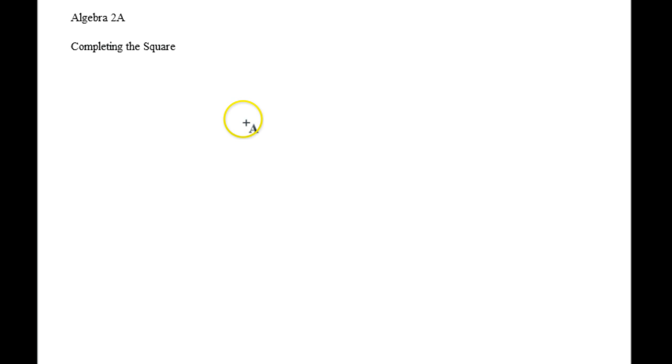We're talking about completing the square today. Now, we've already talked about factoring. Factoring is one way of doing it by hand. We've talked about solving by tables, pretty simple. And we've also talked about graphing.